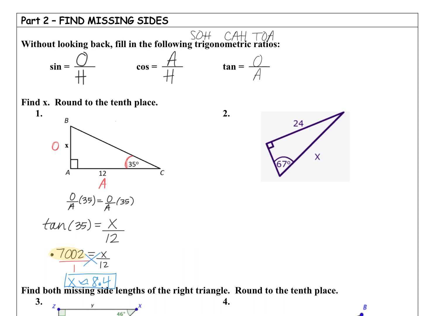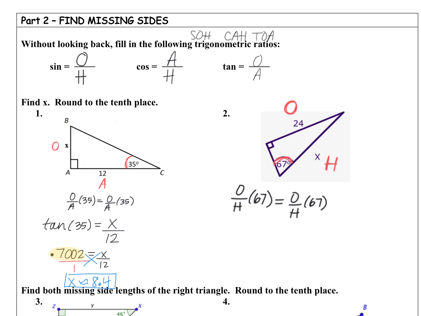24 is opposite if we're looking from 67. And what is x? Hypotenuse. So we are going to do, okay, O over H. We're going to start every single time by writing this, even if you don't want to. For now, you're going to. O over H from 67 is equal to O over H from 67. Why are these ratios the same? What do you know about the triangles? They're similar. They have the same angles.